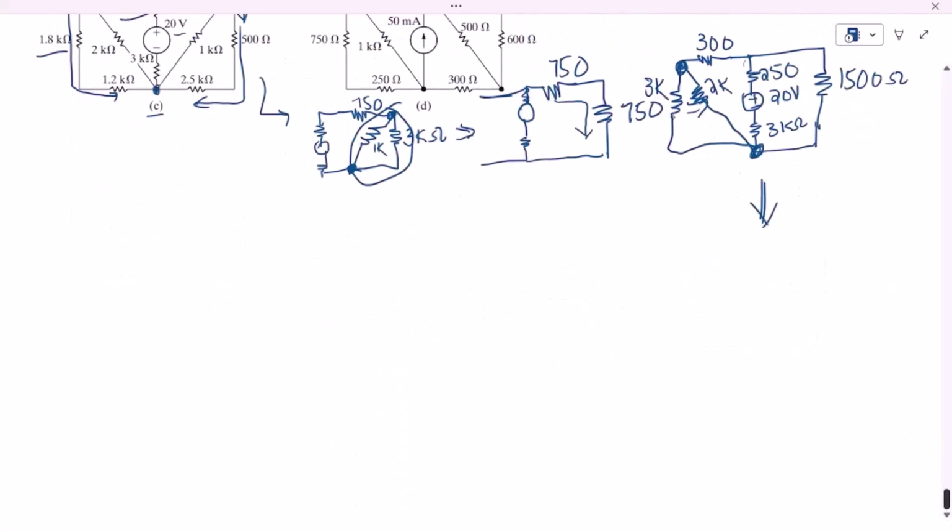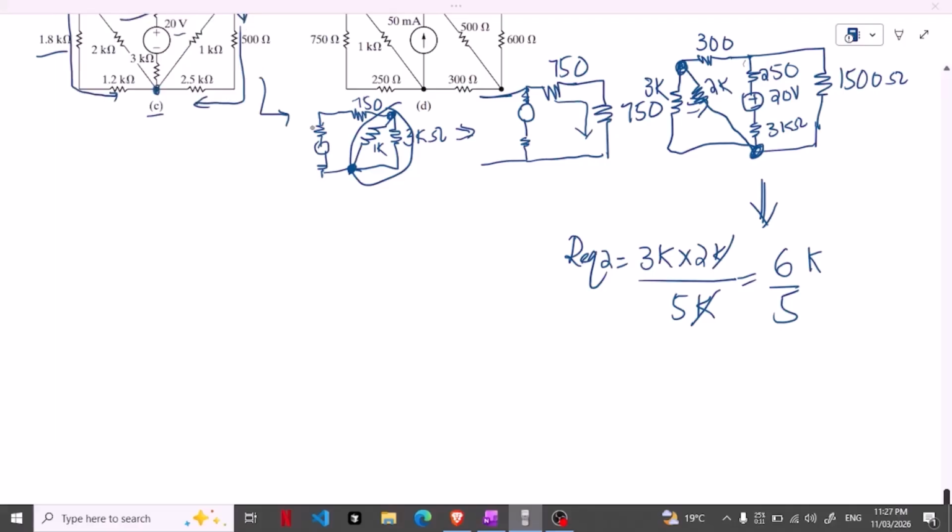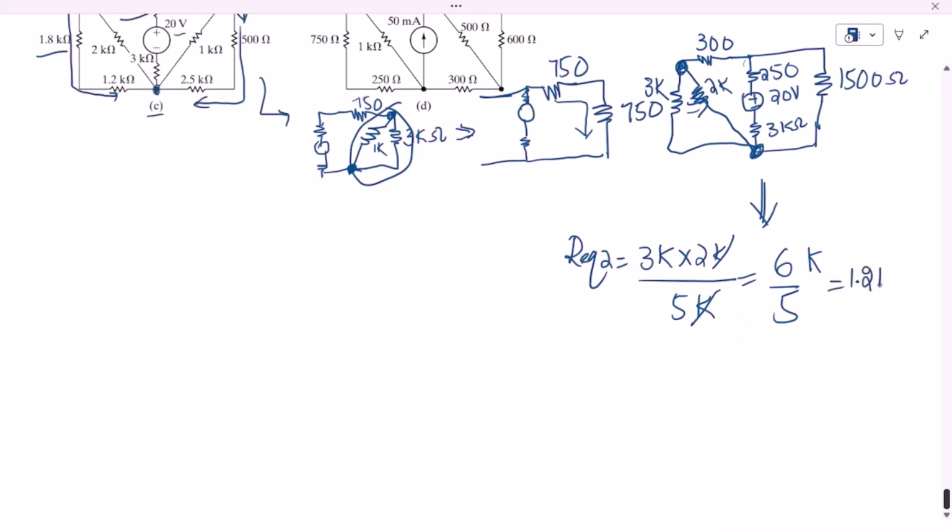So here we can see the 3 kilo ohm and 2 kilo ohm resistors. These two are in parallel, so R equivalent is 3 kilo multiplied by 2 kilo divided by 3 kilo plus 2 kilo, that is 5 kilo ohm. This will cancel out, and here we will get 6 kilo divided by 5. So 6 divided by 5 is 1.2 kilo ohm. So this side is now 1.2 kilo ohm.